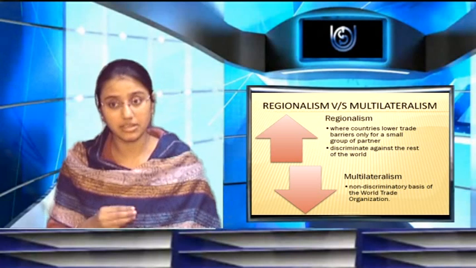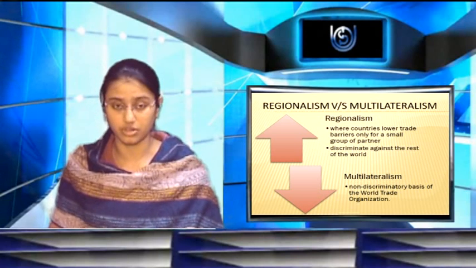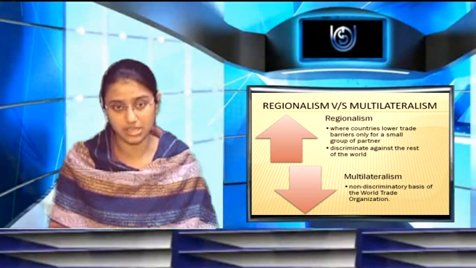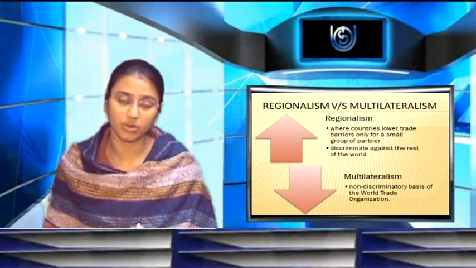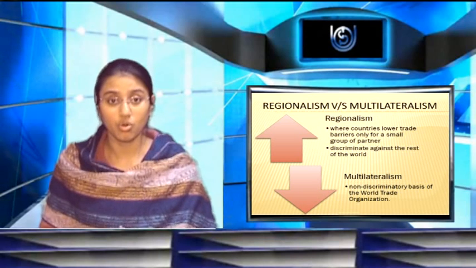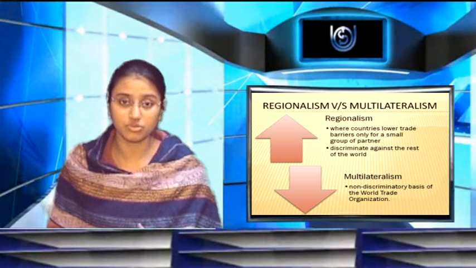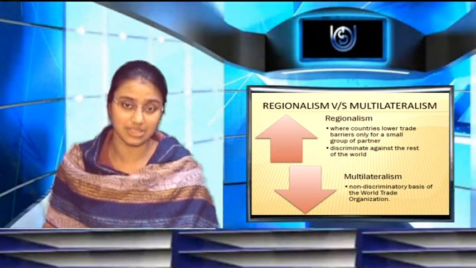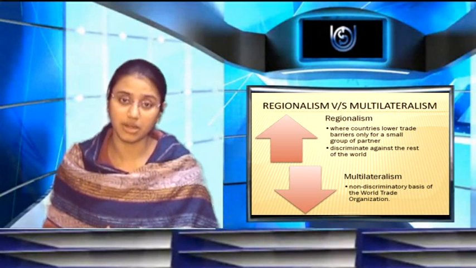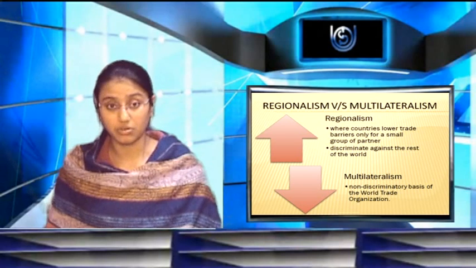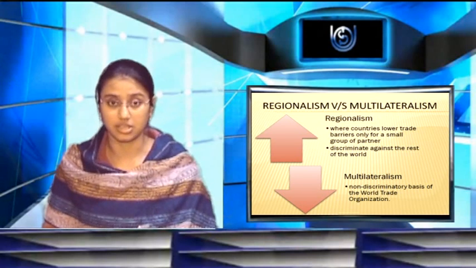At the same time, it discriminates against the rest of the world, so it is completely separate from the rest of the world. Multilateral is what, with no discrimination, on the basis of the World Trade Organization. That means the whole world is considered as one and there is no kind of discrimination in it. Everybody is a partner of the World Trade Organization.